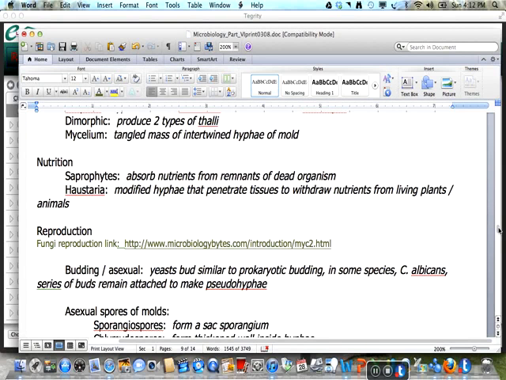Fungi are saprophytes that absorb nutrients from the remnants of dead organisms. The haustoria are modified hyphae that penetrate into the tissues to withdraw nutrients from living plants and animals. When you cut the visible mold off of food, you often miss the haustoria that extend in further than what is visible to the naked eye. So when you slice that mold off the cheese, unless you're cutting back quite a ways, you're still eating some of the mold.